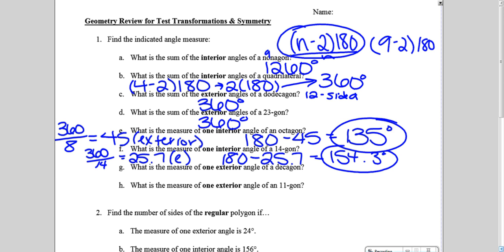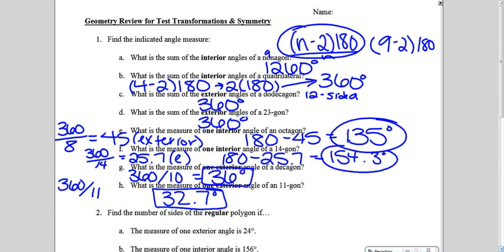All right, one exterior angle of a decagon. A decagon is a 10-sided figure. So this is simply 360 divided by 10. So one exterior angle of a decagon is 36 degrees. All right, the measure of one exterior angle of an 11-gon. We'll do the exact same thing we've been doing. 360 divided by 11. That means that our exterior angle would be 32.7 degrees. And there you have all of number one.